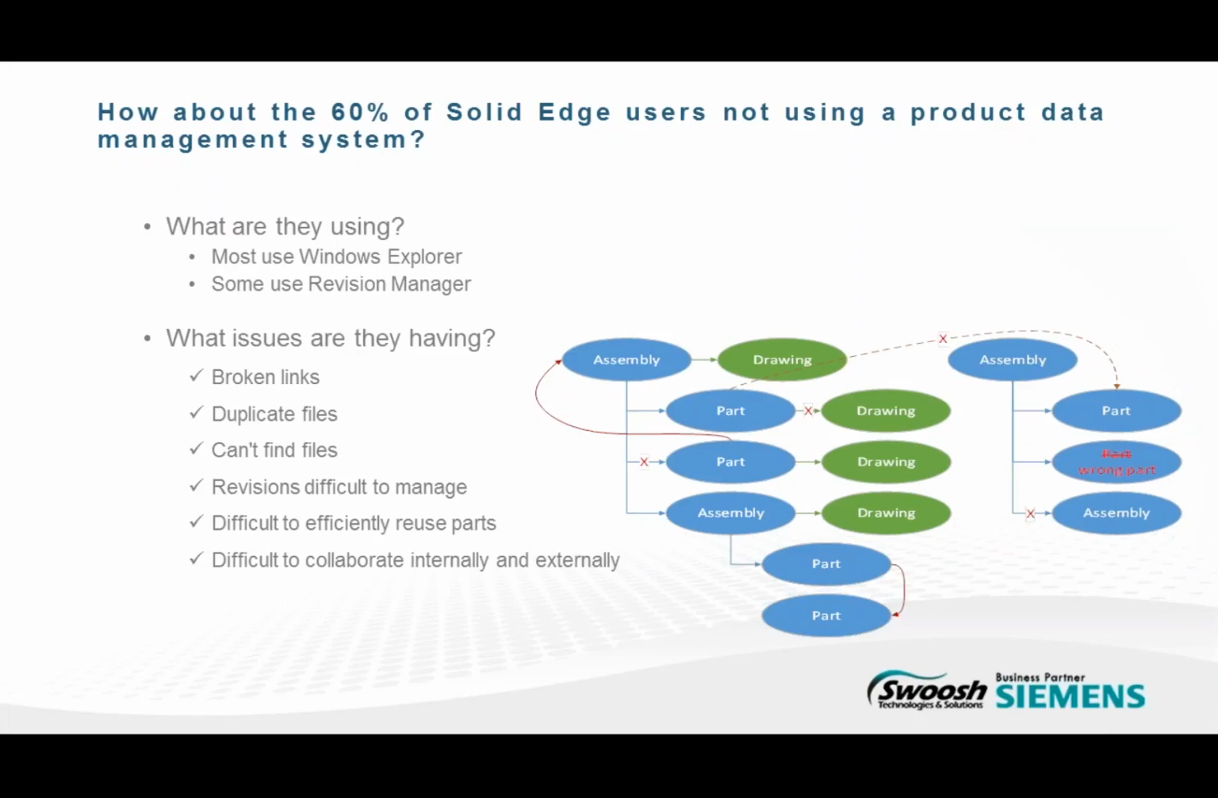What we found is that the revision manager is great for fixing broken links, but typical problems folks have without a design manager or data management tool are the broken links. You might have duplicate files in different places, not understanding which file is the correct file. You can't find files. Revision management is difficult. And it's also difficult to reuse parts and assemblies where you want to do a save as or save as different. And then finally, it's often difficult to collaborate both internally and externally.